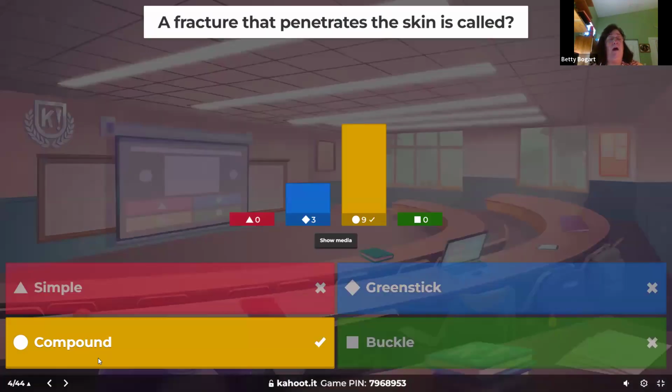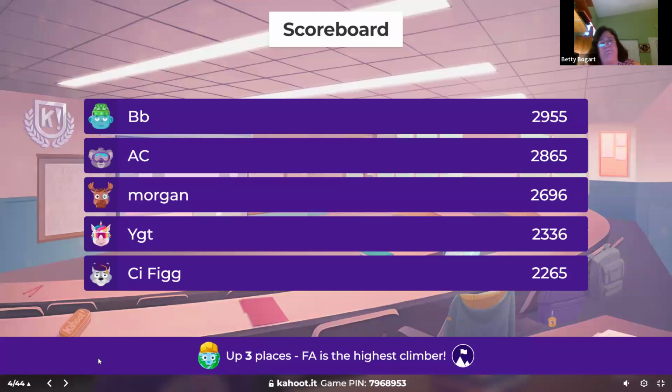Is called a compound or open fracture. Okay, simple, no open. Greenstick is when it's crunched. So it is compound or open.